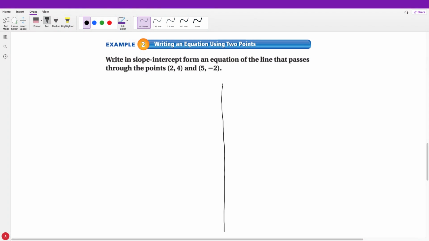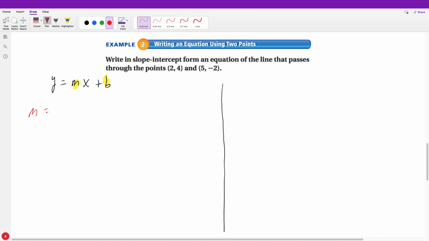This one does tell you to flat out write in slope-intercept form. Remember, all of them you're going to have to. So we're going to solve by using the method that we learned in the last video of just solving it right into slope-intercept form of y equals mx plus b. So remember, in this one, we're going to have to solve for our m and our b.